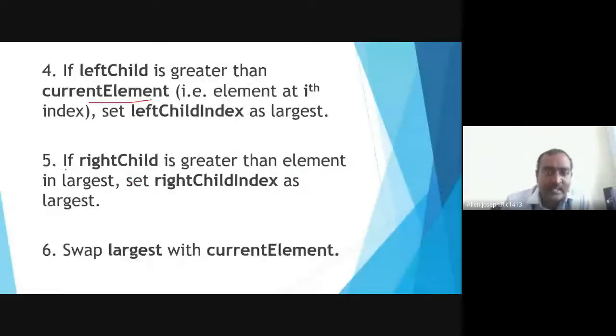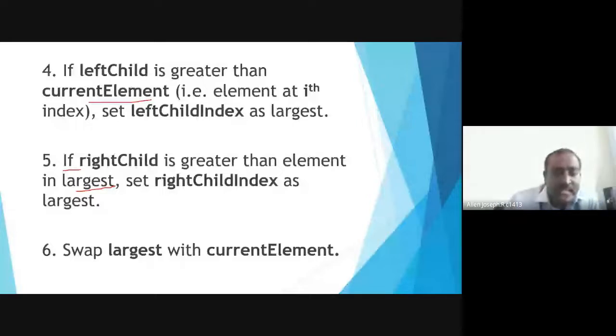Then they're telling us, if the right child is greater than the current element, we don't have a right child here according to the problem right now, but this step is applicable. If the right child is greater than the element in largest, set the right child index as largest. So we're just checking for largest. This is an operation. We'll go on to the next step.